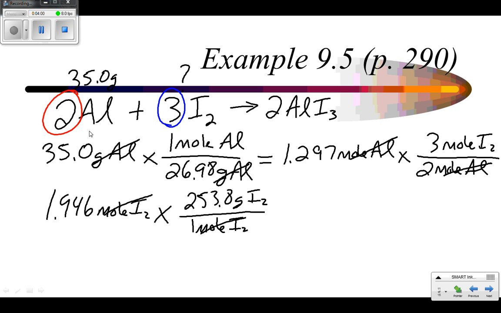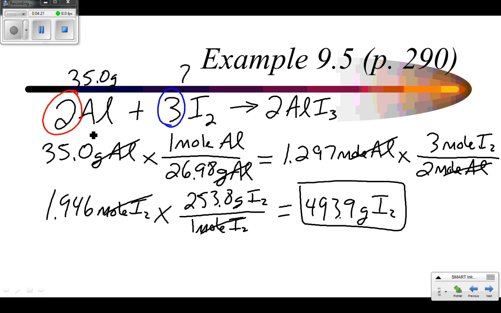So now we just need to do the multiplication of 1.946 times 253.8, which gives us 493.9 grams of iodine. Now we should probably check that against what the book got. Do we agree with what the book got? They got 495. That's rounding error. We're good to go.